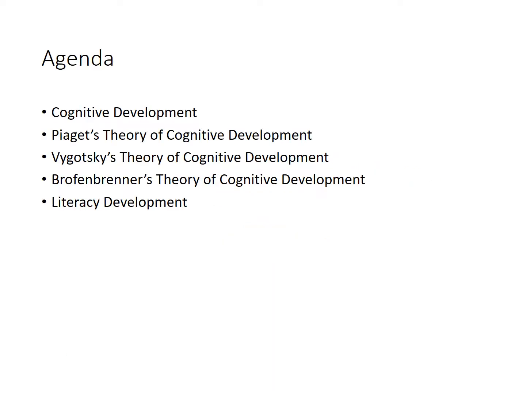Today we'll be talking mostly about cognitive development, and we'll be covering 3 important theorists, Piaget, Vygotsky, and Bronfenbrenner. Each of these theorists developed an important theory of cognitive development. We'll also be touching on literacy development as it relates to these 3 theories.